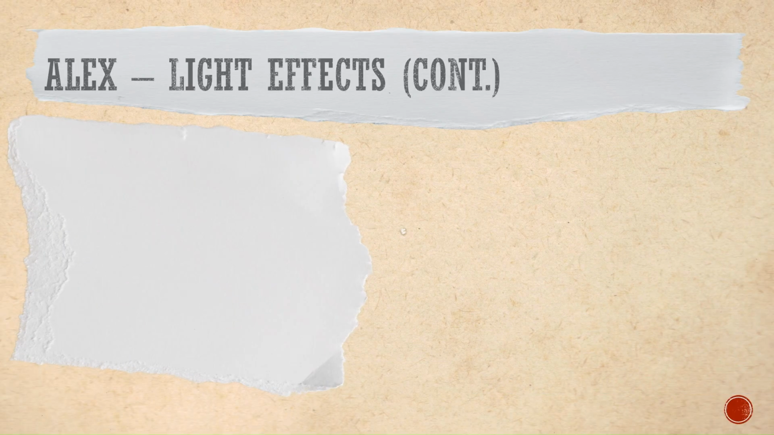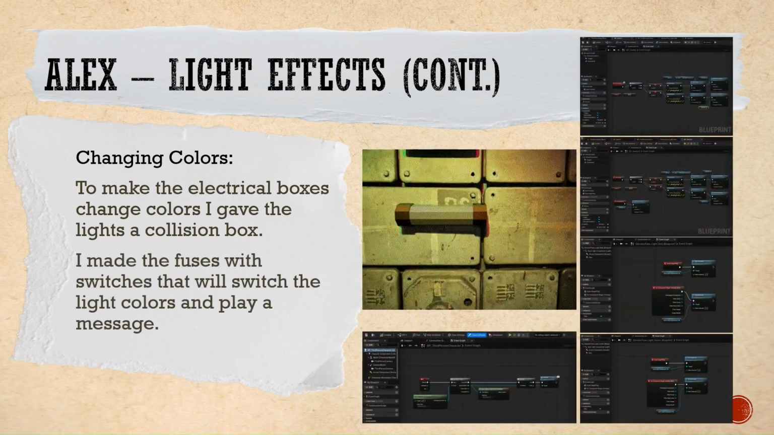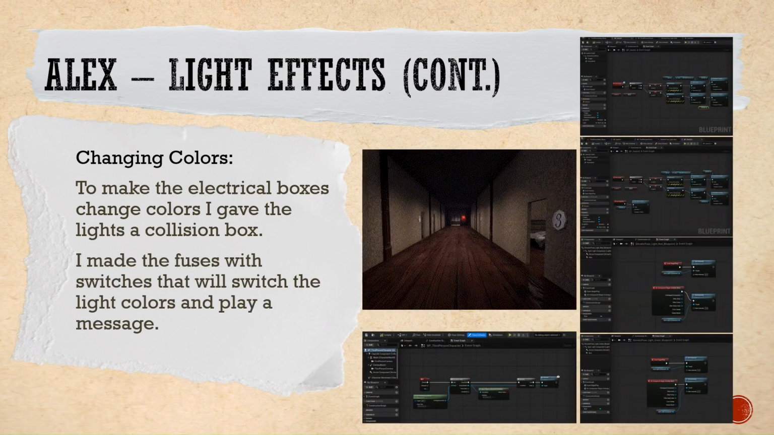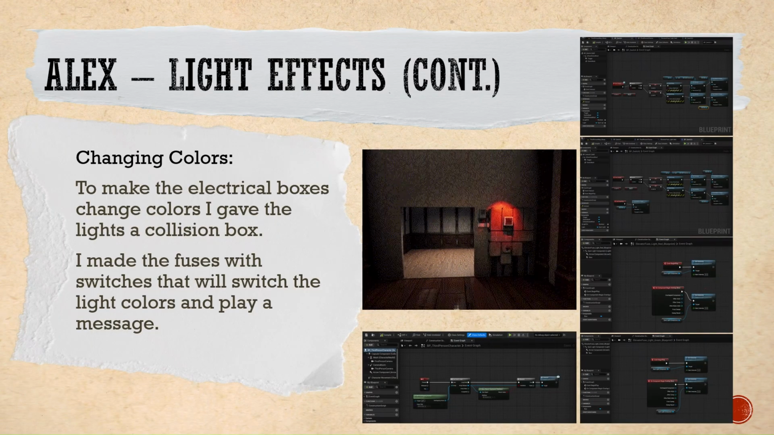And then here are my other light effects. I wanted the electrical boxes to change color based on if you had the fuse from that box yet or not. So I just did that with a collision box and it was pretty easy.